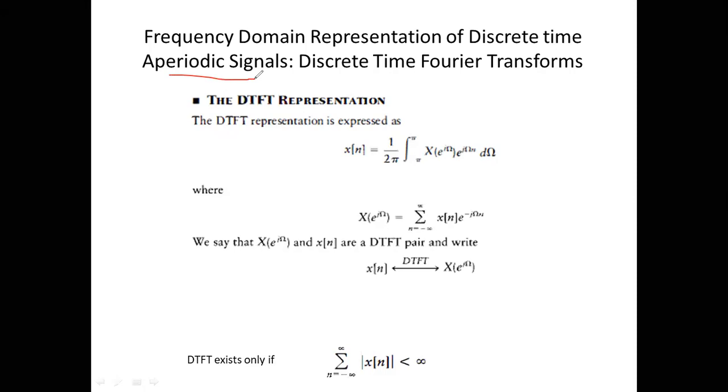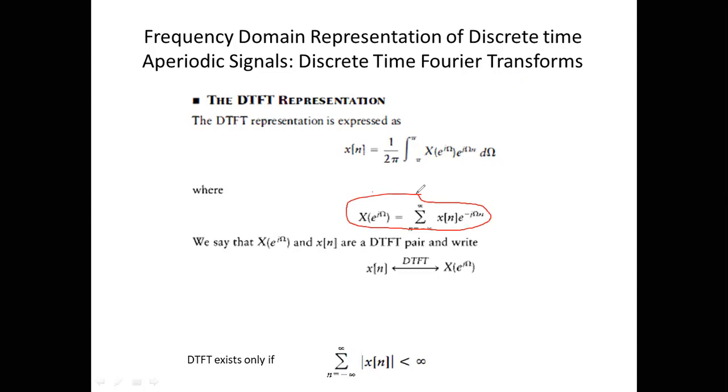Aperiodic signals can be continuous time or they can be discrete time. First we'll study the analysis of aperiodic signals in discrete time. For such signals we have something called the discrete time Fourier transform. So, what is the formula for the discrete time Fourier transform? You can see here is the formula.